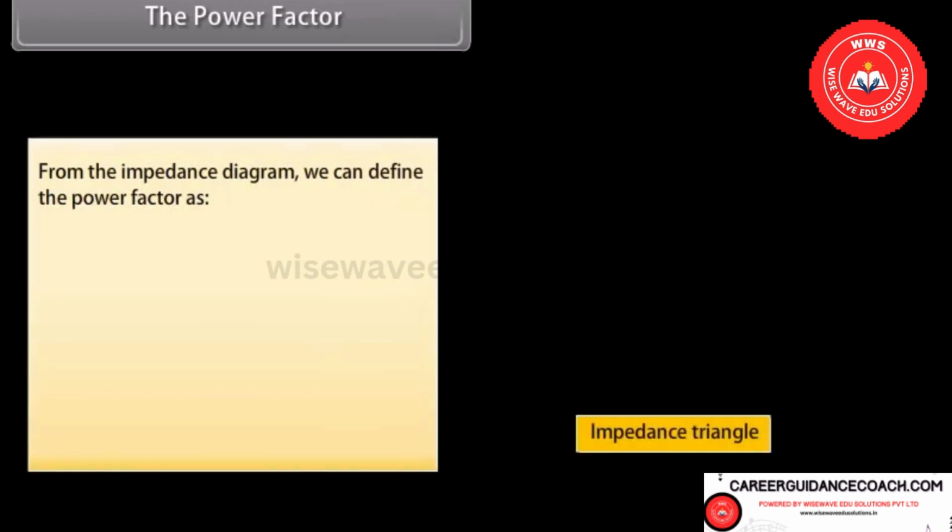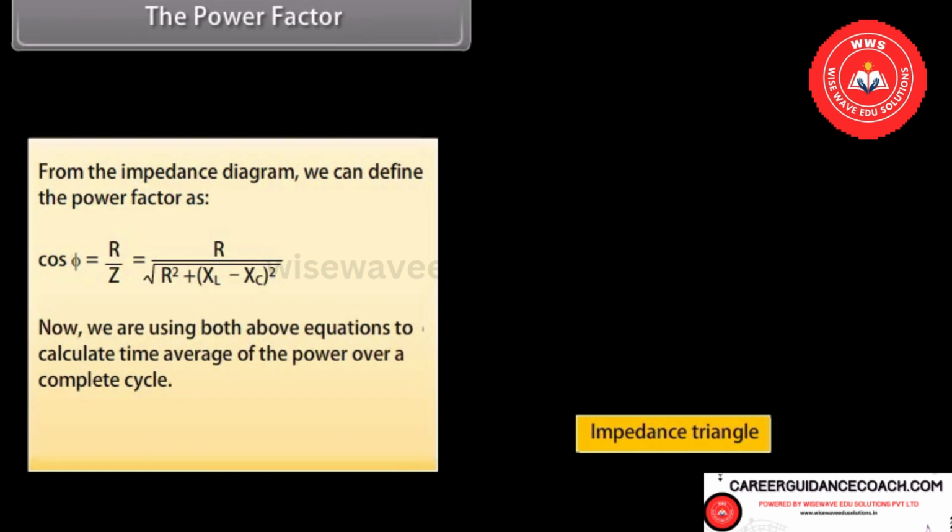From the impedance diagram, we can define the power factor as cos phi equal to R upon Z, which is equal to R upon under root R square plus XL minus XC square. Now, we are using both above equations to calculate time average of the power over the complete cycle. P bar is equal to the product of Irms square and R.